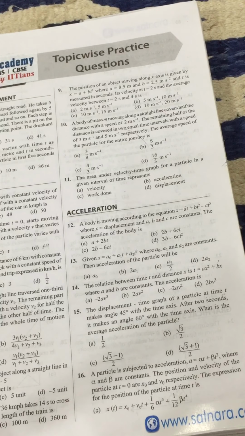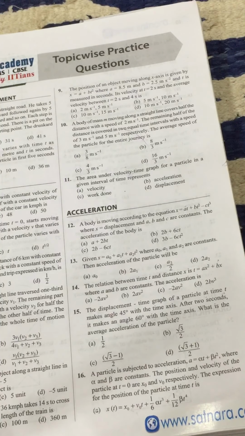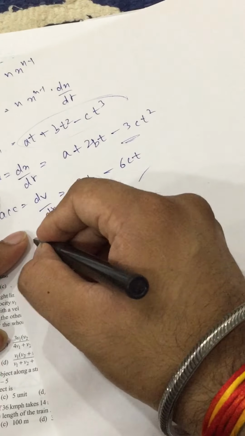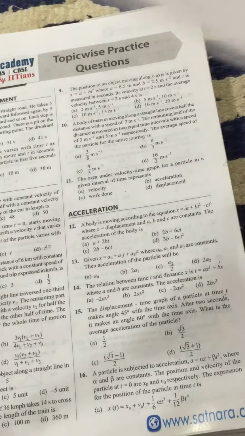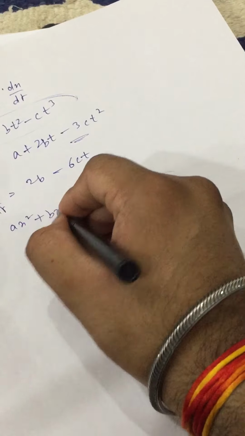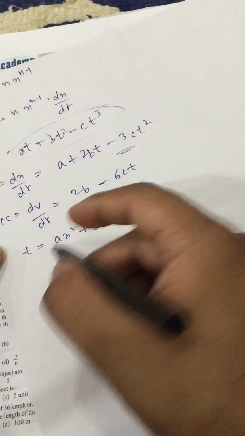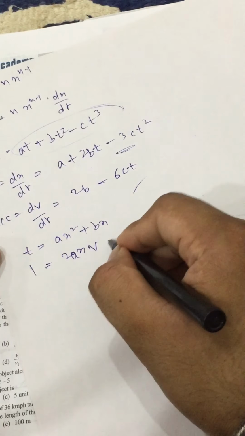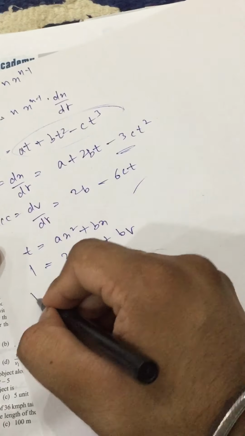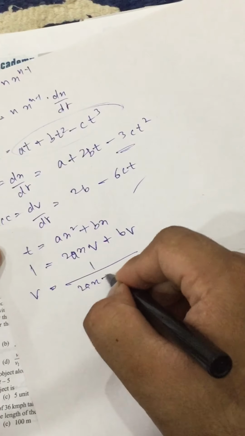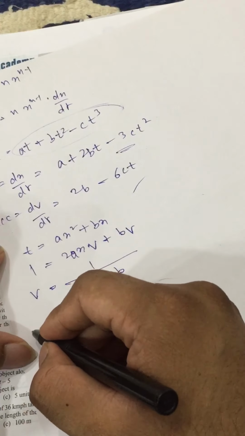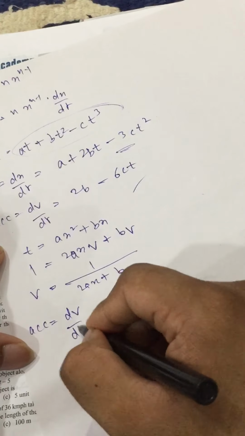You can check. Question number 14. Again, a similar type of question, you have to take derivatives. We have to find the acceleration. We are given t is equal to ax square plus bx. Now we take the derivative with respect to time. 1 is equal to 2ax into dx by dt, that is velocity, plus b into dx by dt, that is velocity. Velocity becomes 1 by (2ax plus b), as we have taken it common. Then acceleration is dv by dt.